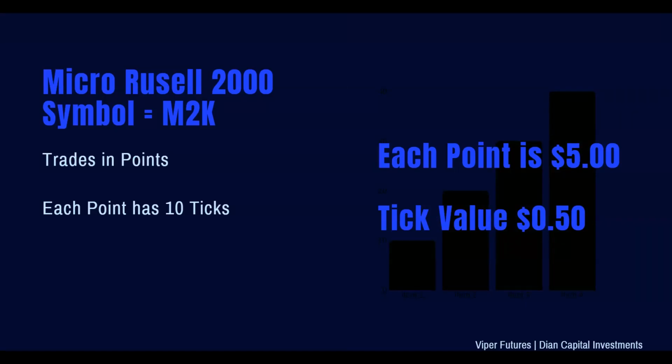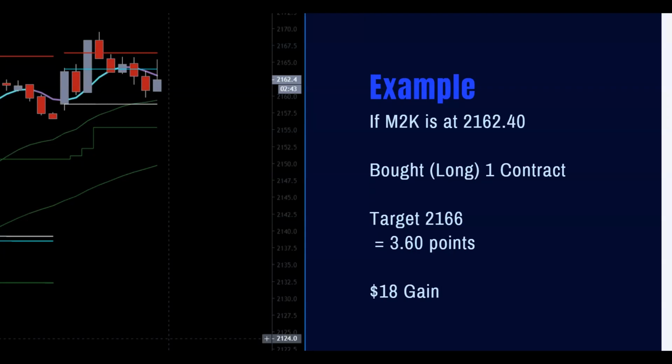The Micro Russell 2000, and excuse the typo there, the symbol for that is M2K. This trades in points of 10 ticks. Each point is $5, and it takes 10 of those 50-cent ticks to make the 1 point value of $5. So for every tiny 1/10 of a point it moves, it's giving you 50 cents profit or loss until you close your position. An example would be if you have the 2162.4 price and you bought long here with a target of 2166 even. That's a total of 3.60 points, so it's an $18 gain when closed, when that target is hit. Okay.